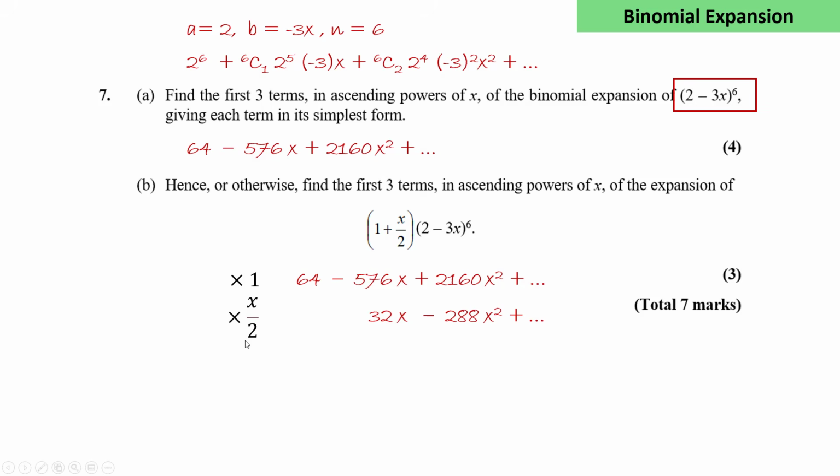Notice we only take the first two terms, 64 times x over 2, 32x, and minus 576x times x over 2, minus 288x squared. We don't need to take the term x over 2 times 2160x squared because that will contribute to the x cubed term. We take these two, we add them together, and that will give us the first three terms of the power expansion of 1 plus x over 2 times 2 minus 3x all to the sixth.